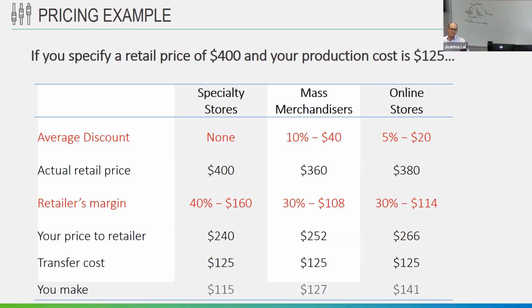To finish up here, the online stores will knock off 5%, but they will take 30%, leaving your price to them at $266, and you make $141 per unit. The important thing is to look at that channel partner cut every time, and remember that your firm does not get the retail price, the price that you specify.